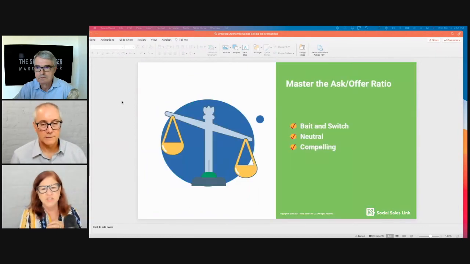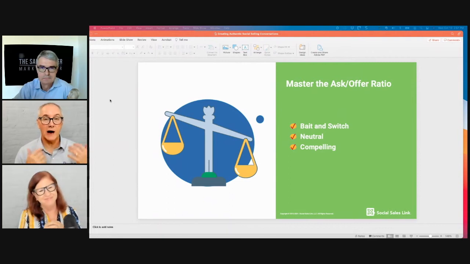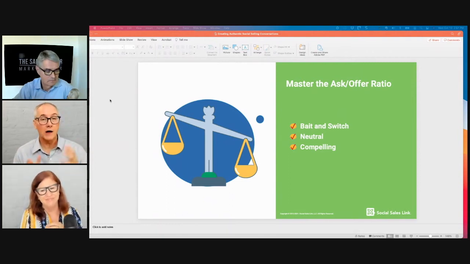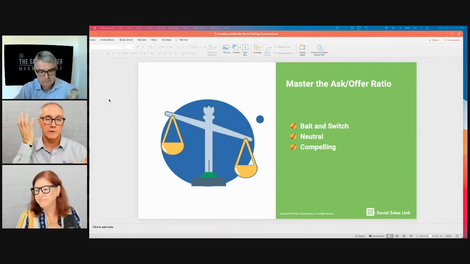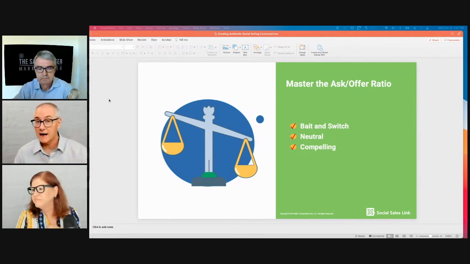Next is mastering the ask offer ratio. Anytime we're asking people for something, even reading our profile or a piece of content, we're asking for time, which is one of, if not the most precious commodity that people have. We should be giving them something in return. Hopefully today you're going to get massive value from this for the time you're giving to us. But typically there are 3 responses to the ask offer ratio.